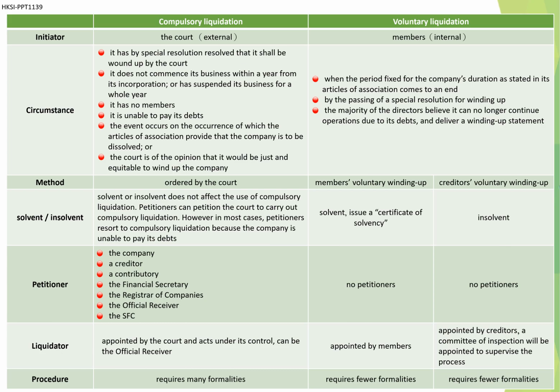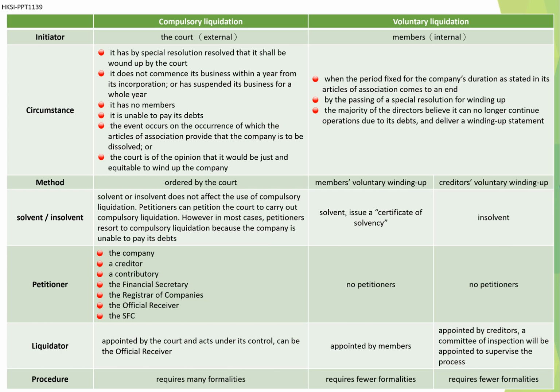Here, we've created a table to help differentiate the different types of company liquidation. Firstly, liquidation can be divided into two main categories: compulsory liquidation and voluntary liquidation. The difference between the two is that compulsory liquidation is ordered by the court and is executed externally, while voluntary liquidation is carried out by members and is internally executed. Under what circumstances will compulsory liquidation occur?